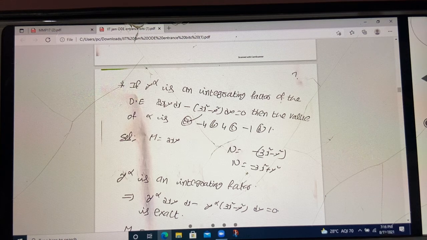If you feel it is worthful. Otherwise, I can run my syllabus. Okay, based on your feedback only I'm going to do it. Next. Now it is given in the form: if y power alpha is the integrating factor of this, then the value of alpha is.